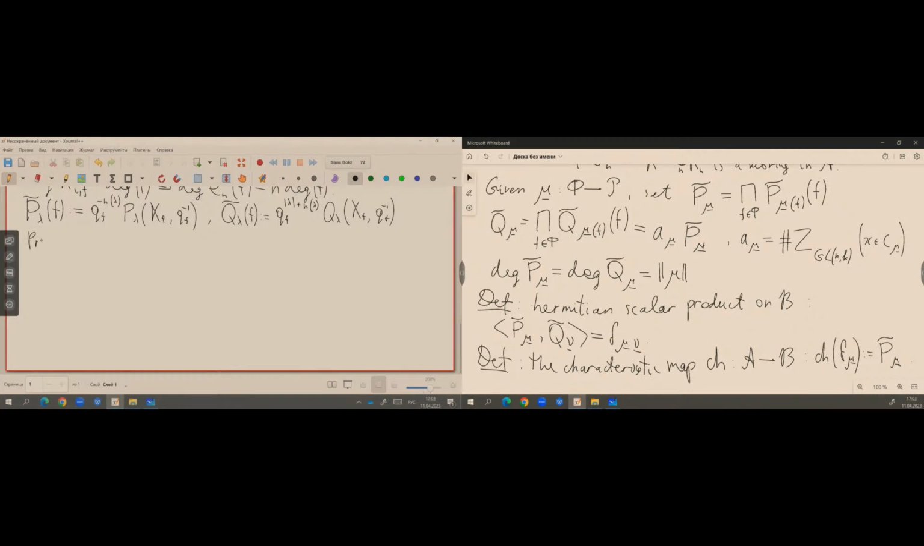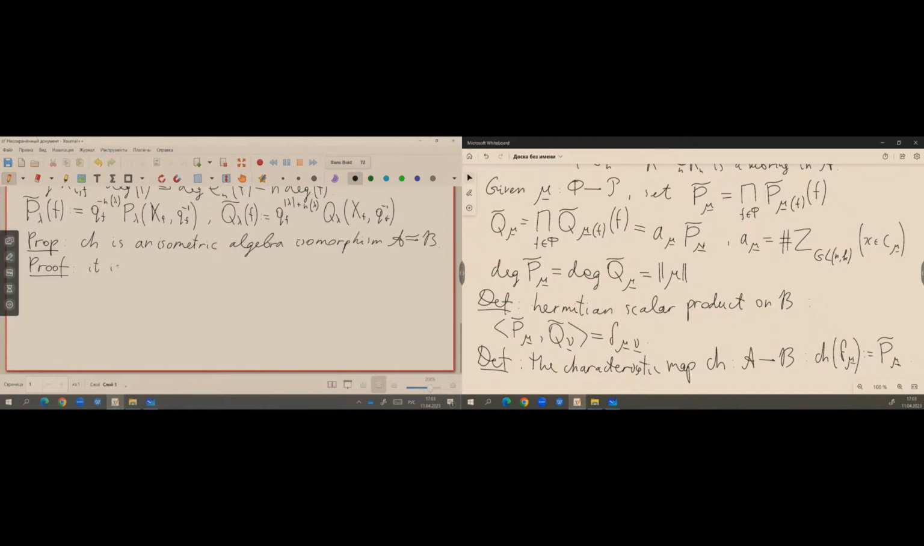So now, for a change, a proposition: this characteristic map is an isometric algebra isomorphism from A to B. There's essentially nothing to prove. I mean, we already did all the job before.